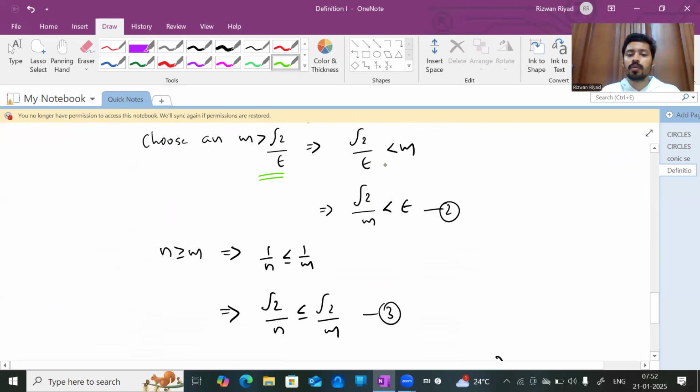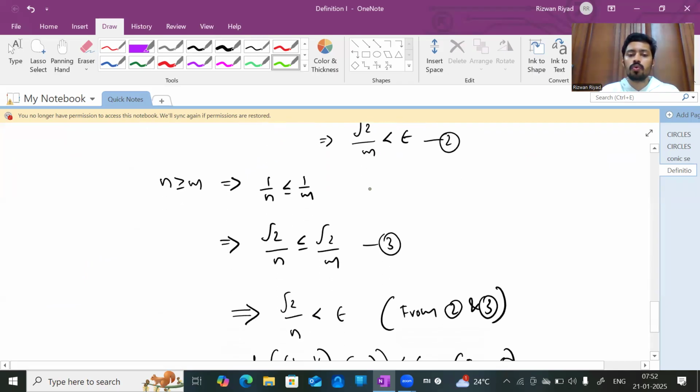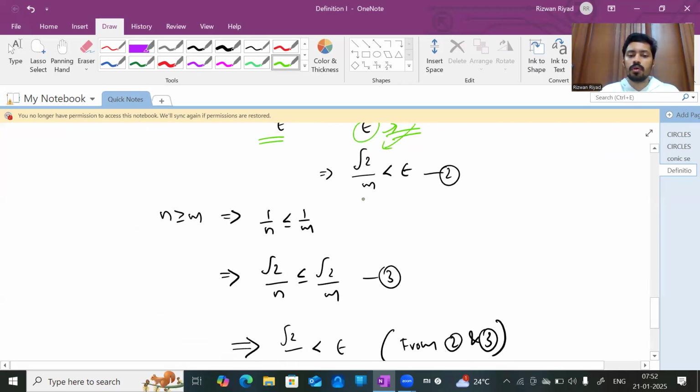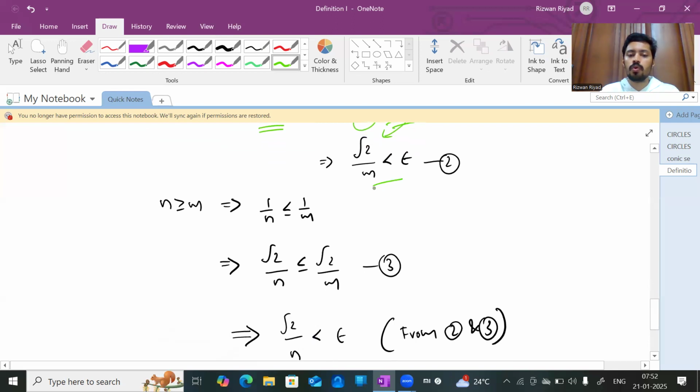We can say that root 2 by epsilon is less than m. Okay, m is greater than root 2 by epsilon means root 2 by epsilon is lesser than m. Now cross multiply here, both are positive. Epsilon is positive, m is also positive. So take this epsilon here and take this m here. So this becomes root 2 by m lesser than epsilon. Suppose this is inequality number 2.